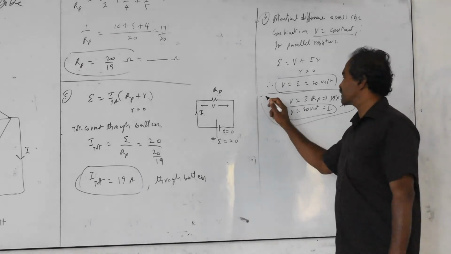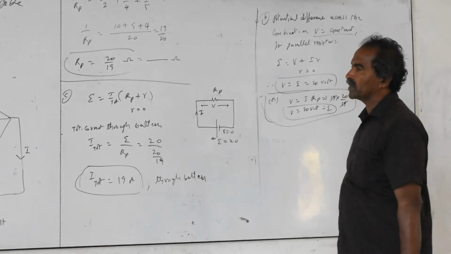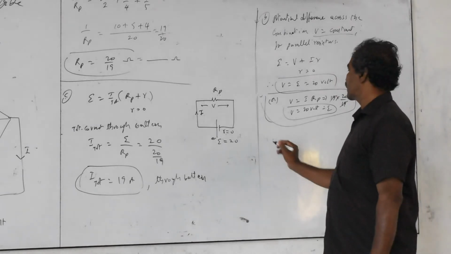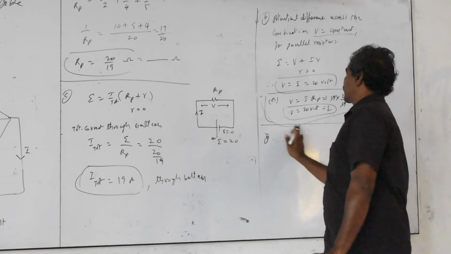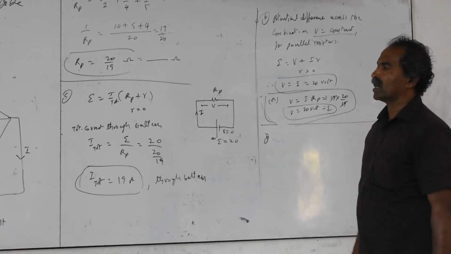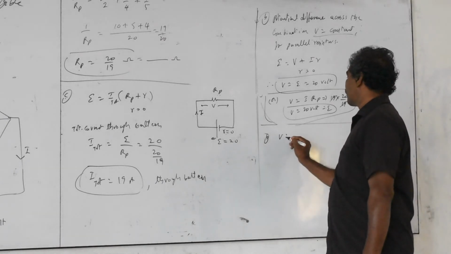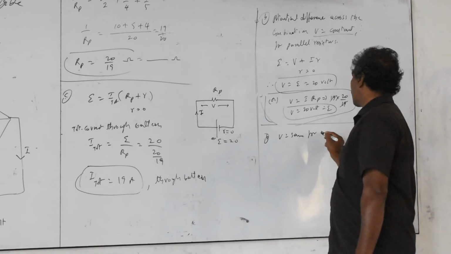Next part is voltage across each resistance and current through each branch of the resistance. V is the same. V equal to I1 R1, V is equal to I2 R2. That is the condition here: V is the same for all resistors.